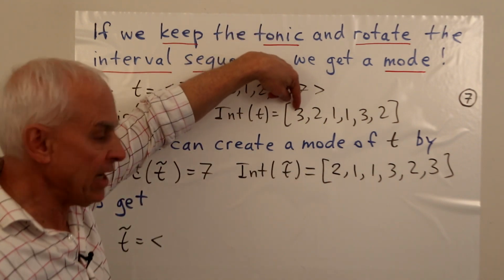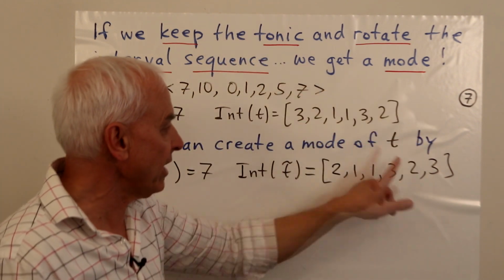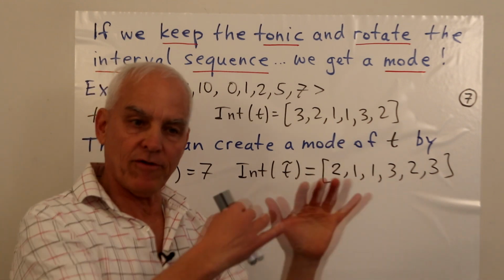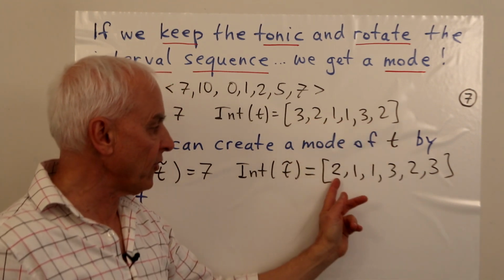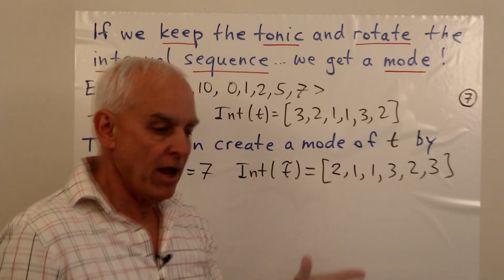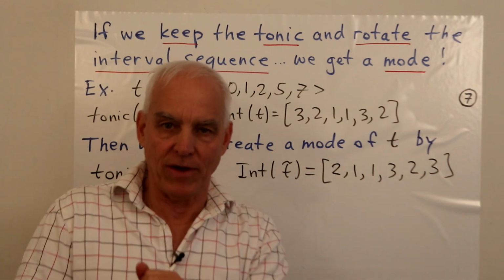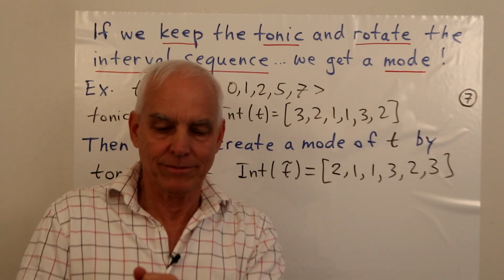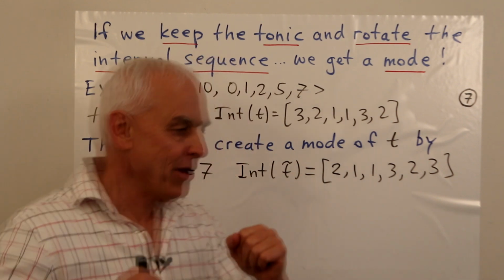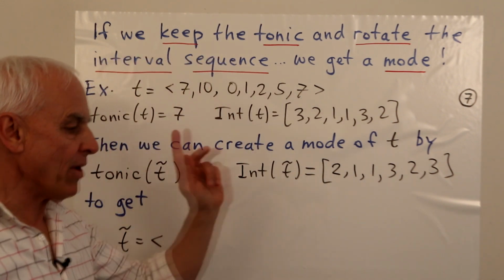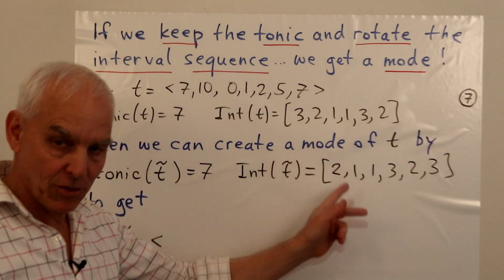We're going to take this leading guy, 3, and let him drop off and go to the back. So this 3 is now at the back, and everybody else just moves up. So 2, 1, 1, 3, 2 move up to the front. Now we have this new sequence 2, 1, 1, 3, 2. That's a cyclic rotation, if you like, of our interval sequence. So we're now in possession of a new scale with the same tonic, but a different interval sequence, although the interval sequence is closely related to the one that we started with.